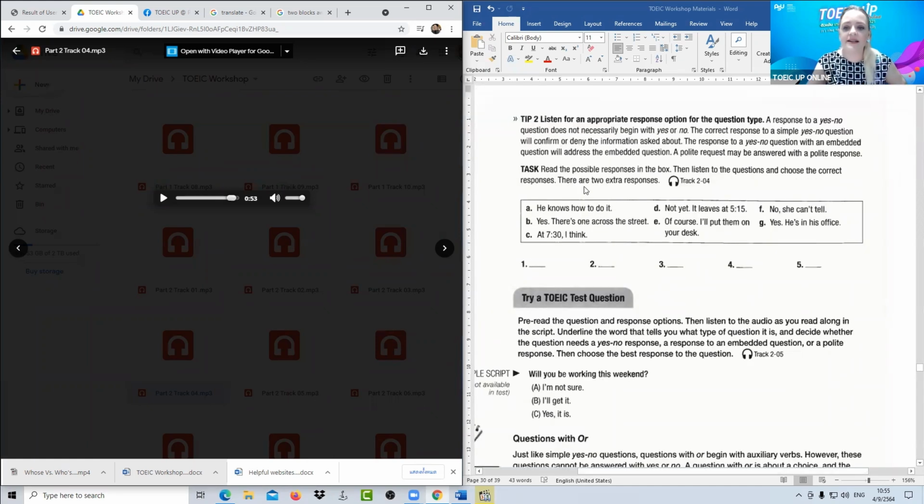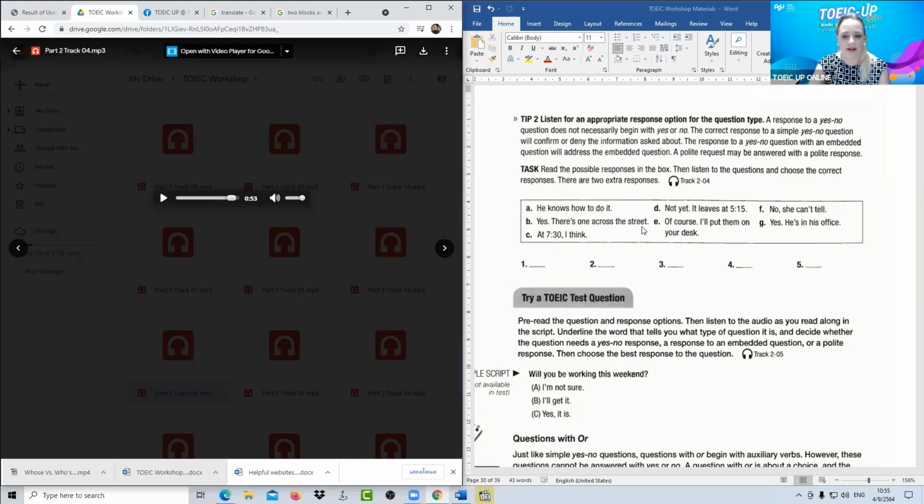Okay, so task: read the possible responses in the box. So now we're going to work backwards again. Then listen to the questions and choose the correct responses. There are 2 extra responses. Okay, so he knows how to do it.